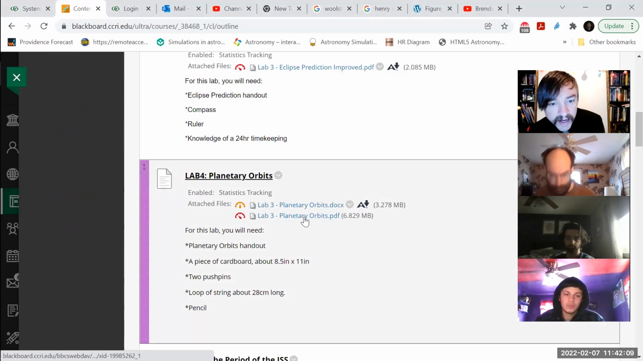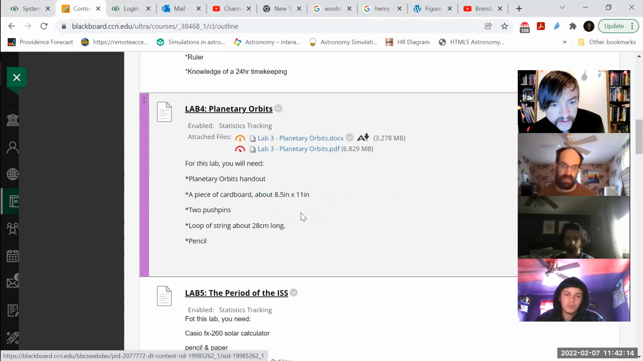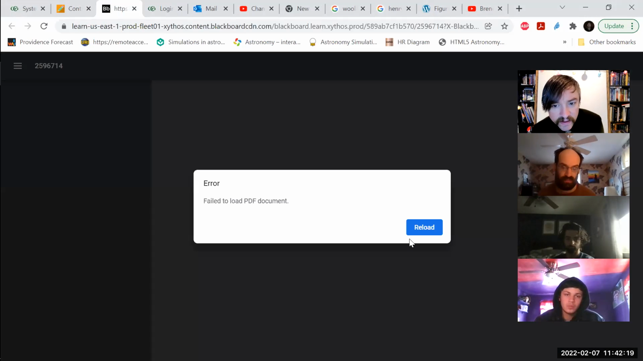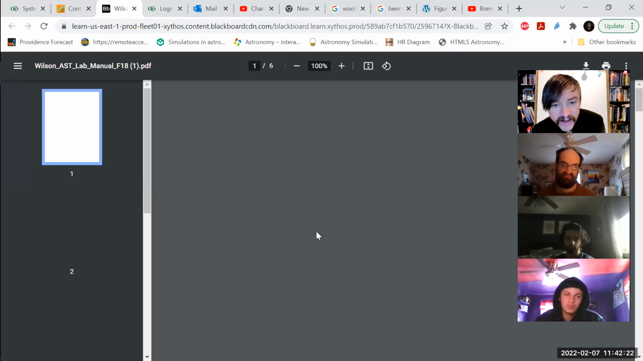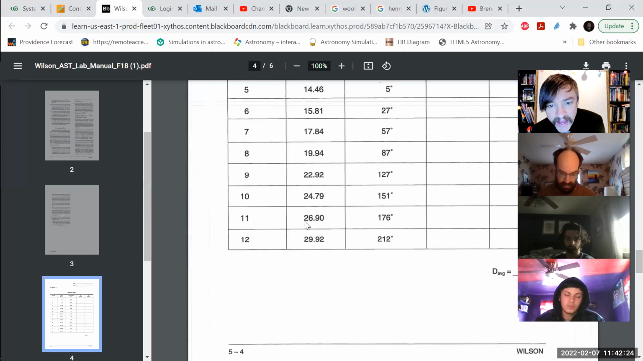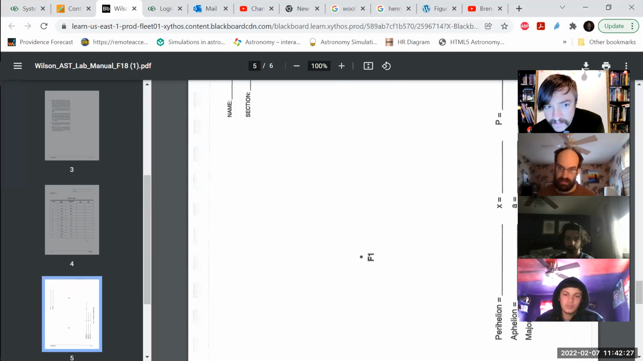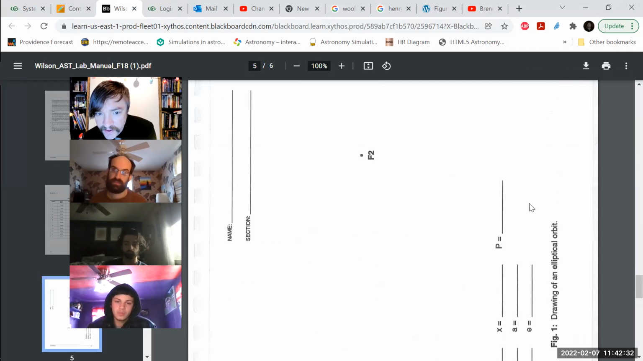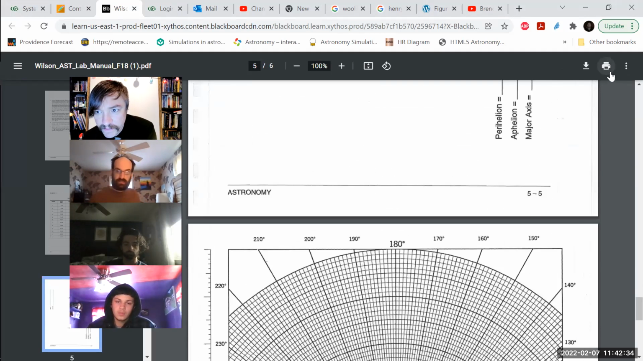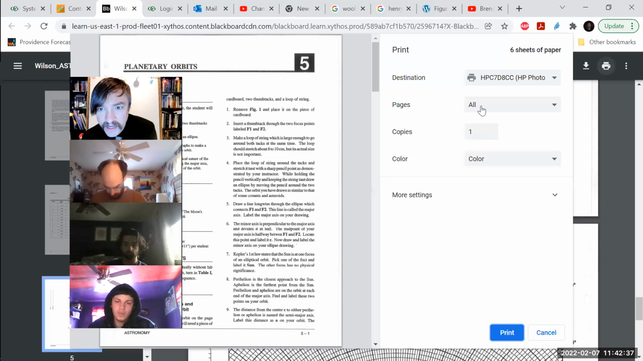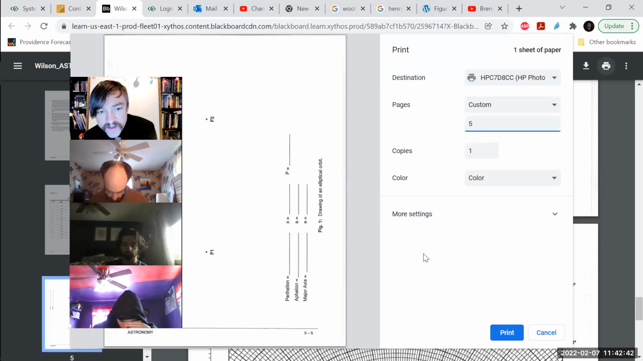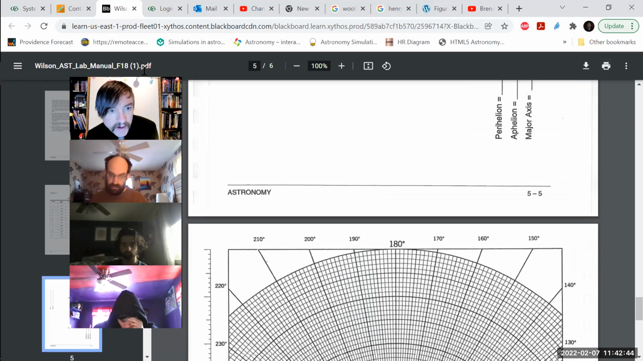If I could have things my way, the page that we want to print out is this one here. If we're using the PDF, it's page 5. I'm actually going to hit print on it now. Just page 5. And this is the page that we're going to make our ellipse model on.